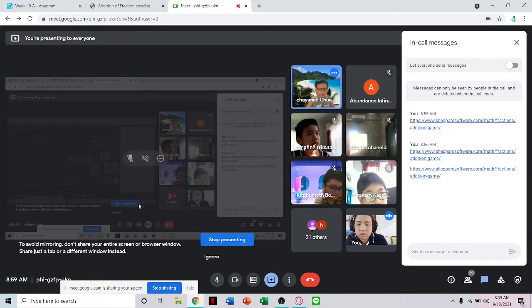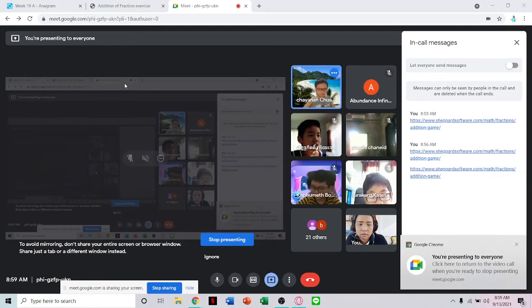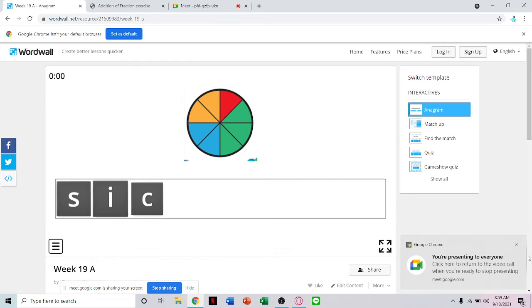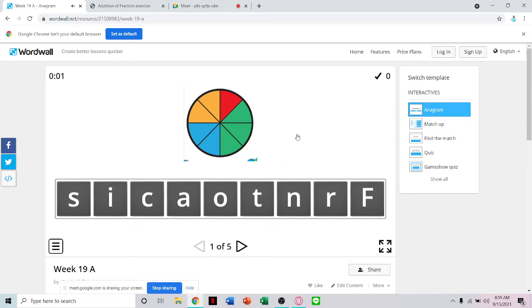This one is your word wall activity. Do you see it? This one is Fraction Anagram. Yes, we have to spell the words. What word do you think this is? It is fraction. F-R-A-C-T-I-O-N. Yes. What's the next letter?